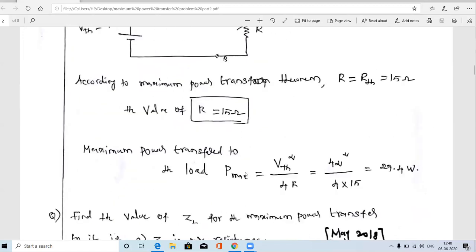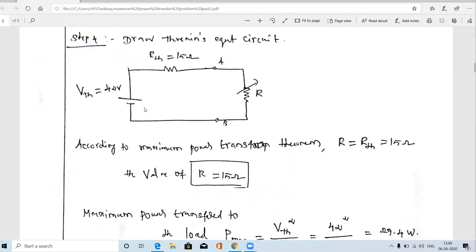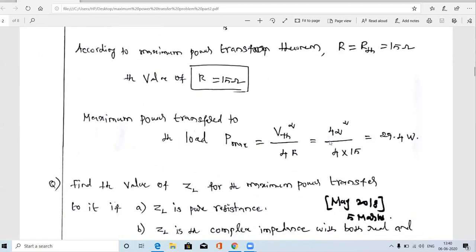And the next one, in the question they are asking what is the maximum power transferred also. The maximum power transferred to the load is calculated as P max equal to VTH squared divided by 4 into R. So what is VTH? The VTH value is 42. So 42 squared divided by 4 into R. What is the value of R? R is nothing but RTH, so 15. If you calculate, we will get the answer 29.4. So this is the maximum power transferred to the particular load.